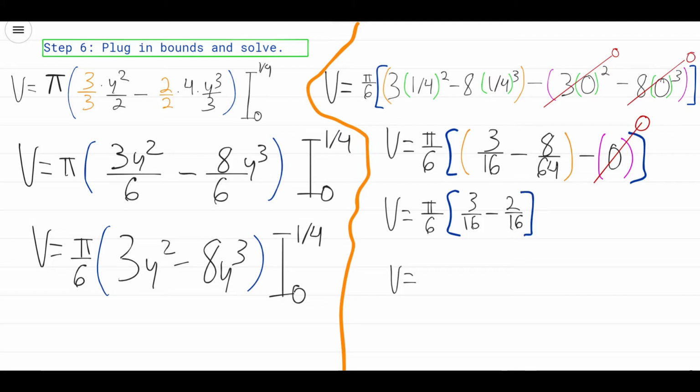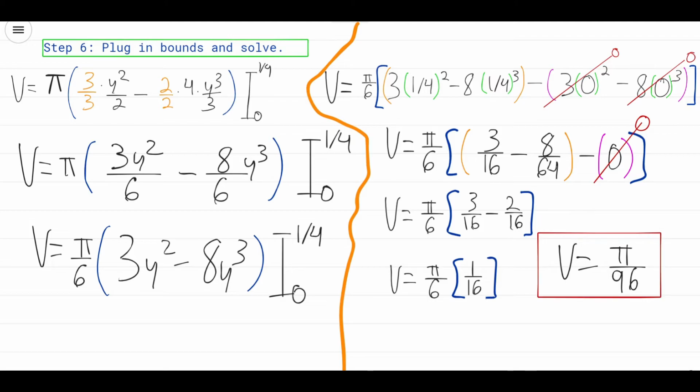And now we can simplify this. So pi over 6 times 1 over 16 is equal to pi over 96. And that's the answer. It makes it easier whenever you try to have a common denominator and factor out when you're plugging in terms. It prevents error. So let's move on to the next problem.